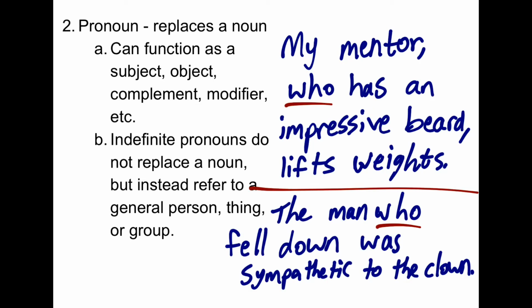Another type of pronoun is a relative pronoun, as in who, or that, or which, or whom. These pronouns are another way to begin a dependent clause, and they can be non-essential, such as my mentor, who has an impressive beard, lifts weights, and those are separated by commas, or they can be essential, as in who fell down, which out of all the men in the world, it describes which one we're talking about when we say was sympathetic to the clown.